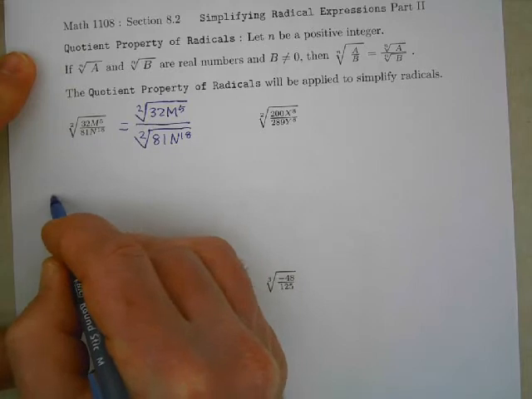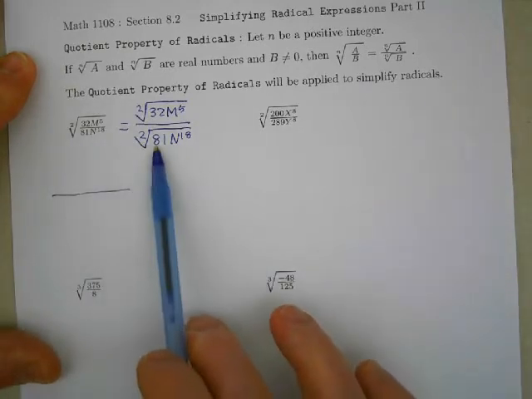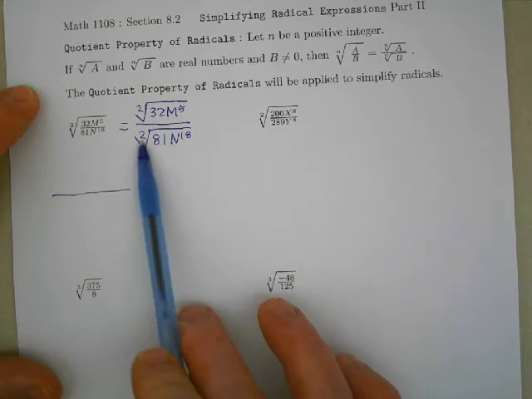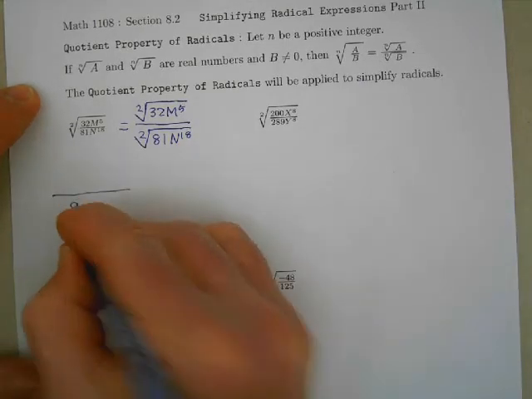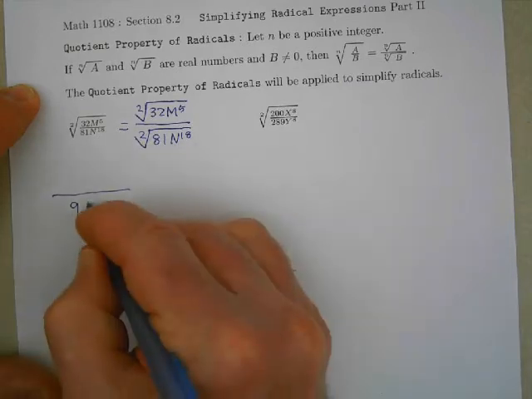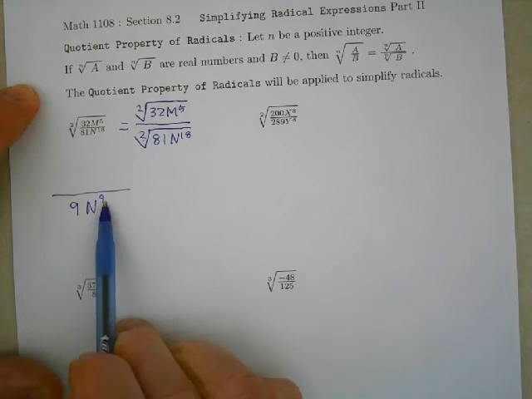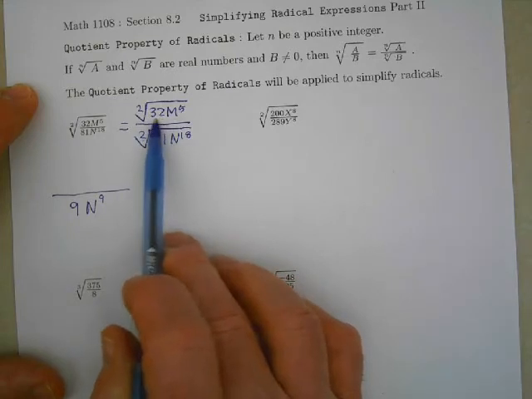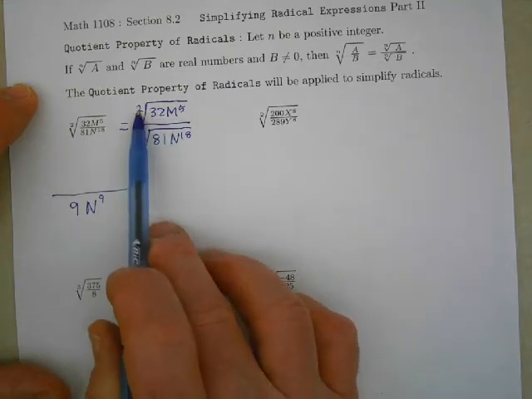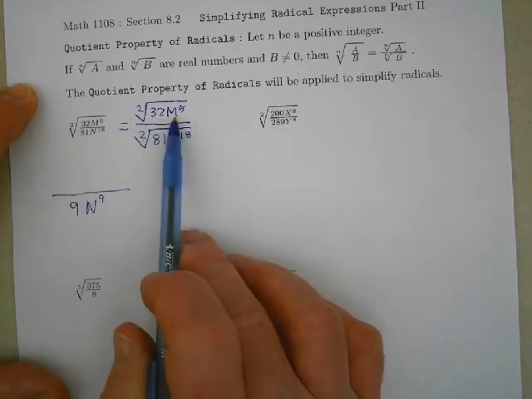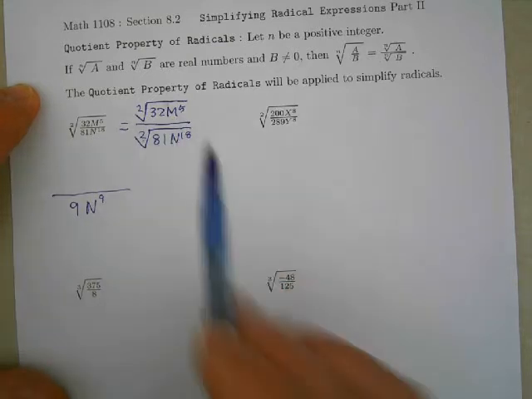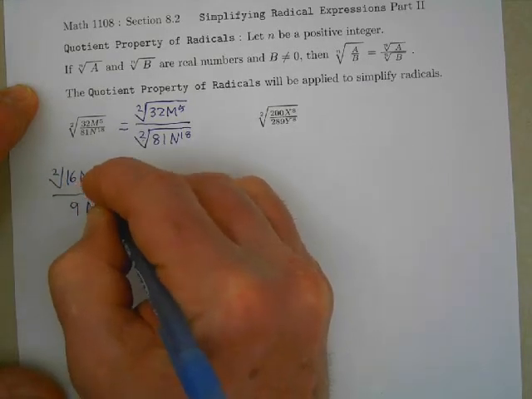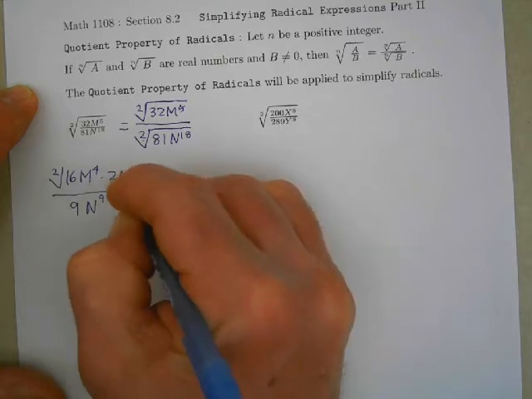Okay, well, notice that the denominator simplifies nicely because 81 is a perfect square and n to the 18th is a perfect square. So we'll go ahead and simplify the denominator. The square root of 81 is 9 in the denominator, and the square root of n to the 18th is n to the 9th, because 18 divided by 2 is 9. And then the square root of 32m to the 5th. The largest factor of 32 that's a perfect square is 16. The largest factor of m to the 5th that's a perfect square is m to the 4th. So this is the square root of 16 times m to the 4th times 2 times m.